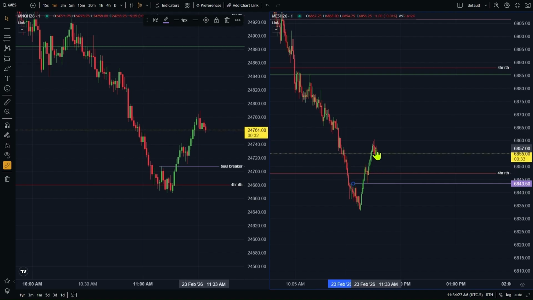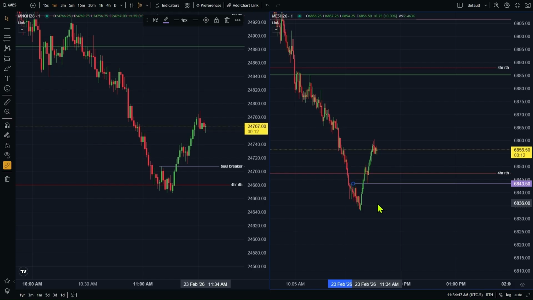So I would like to see it push all the way back down here, maybe even touch the breaker, maybe even get below here into this area and reject. I want it to go down there and say, no, we want nothing less. We want no more downside today before I would enter a trade.